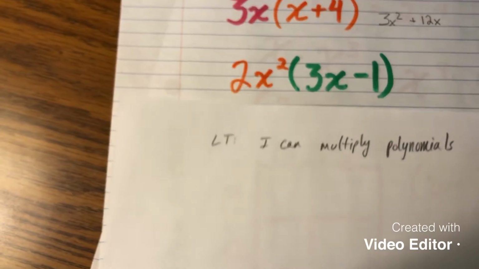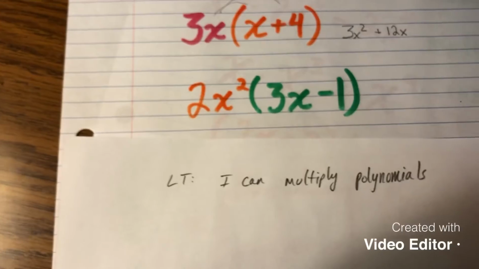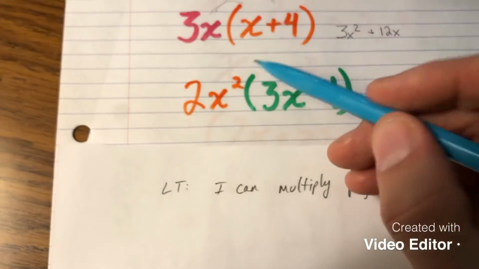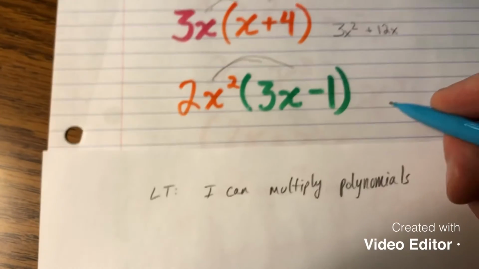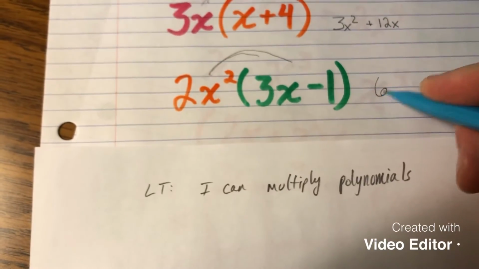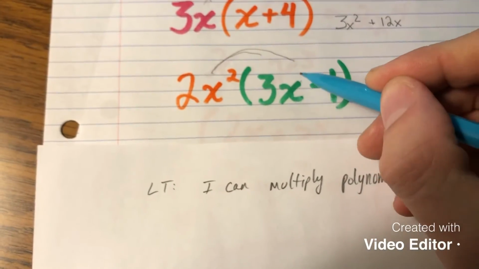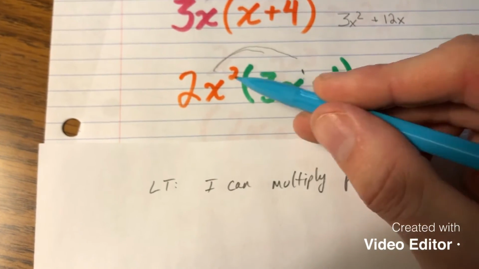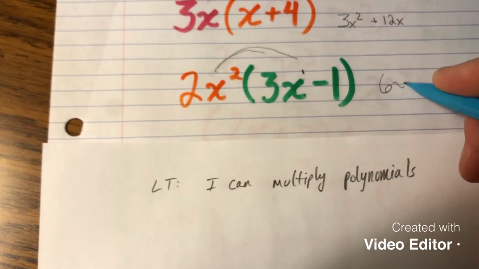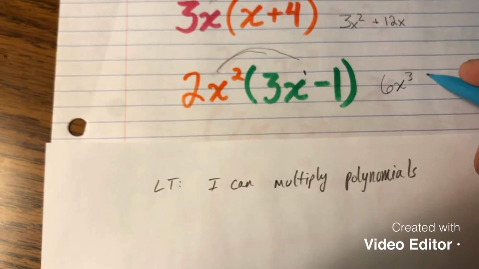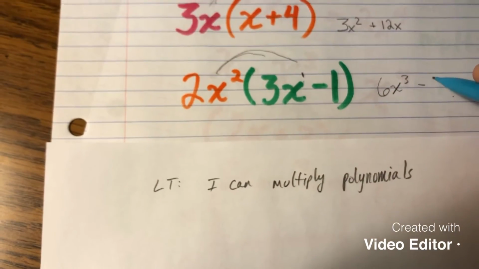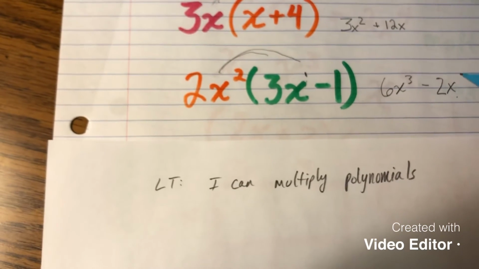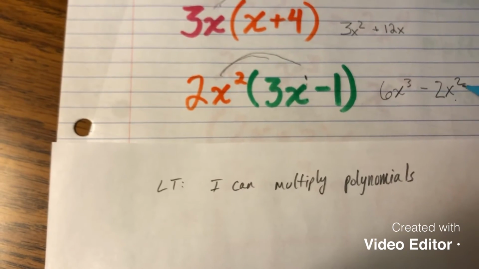Okay, and the last one is going to be 2x squared times 3x minus 1. Again, you're going to distribute the whole thing. And this is going to be 2 times 3 is 6. And in this case, we're adding the exponents. So this is 1, this is 2, so it's going to be x to the third. And then minus 2x squared times -1 is just going to be minus 2x squared. It's going to be itself, right?